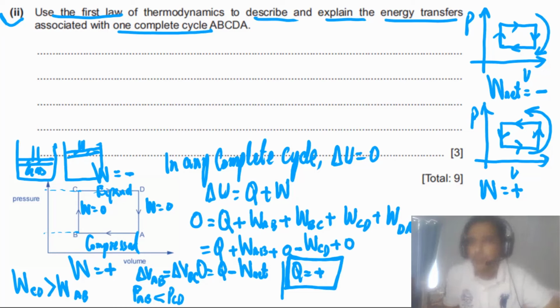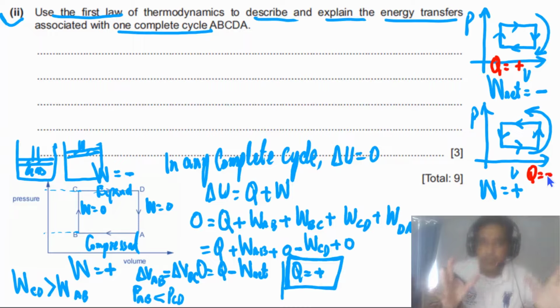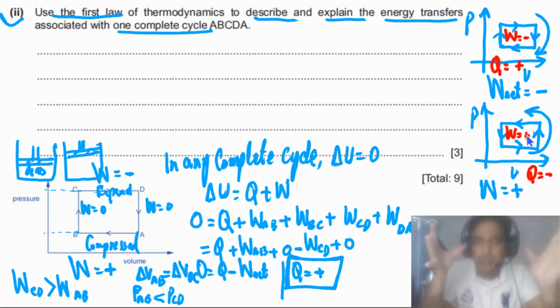So let me rewrite here. Let me write down also here. Q in this case has to be positive, and Q in this case has to be negative. So in this case, thermal energy will be released from the system. So I can also write down here W in this case is negative, W in this case is positive. So you can also understand this problem like this.